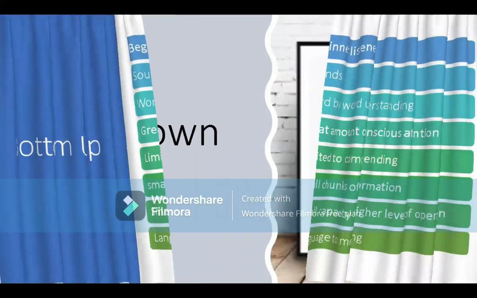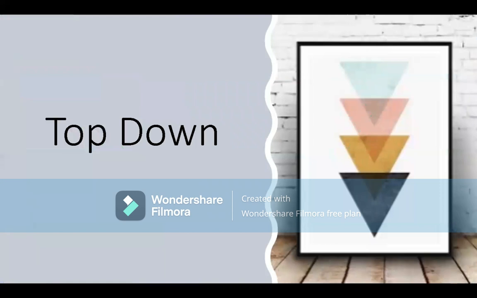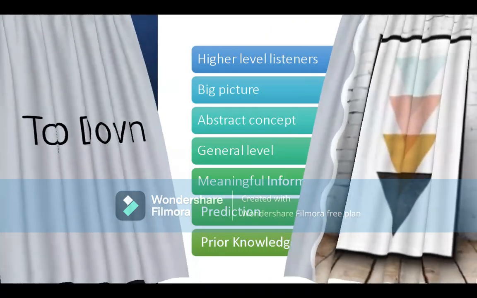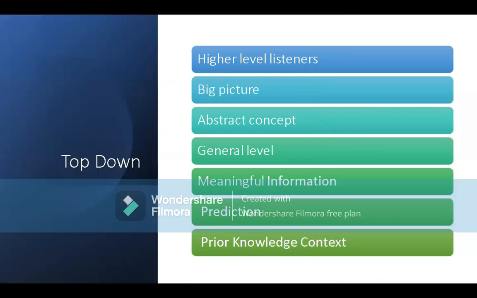Now come to top down strategies. It's for higher level. It involves starting with the big picture, abstract concept, and working down to the specific details. Here we are able to understand at least the gist of what is said.